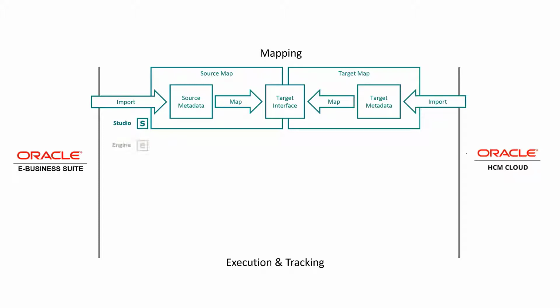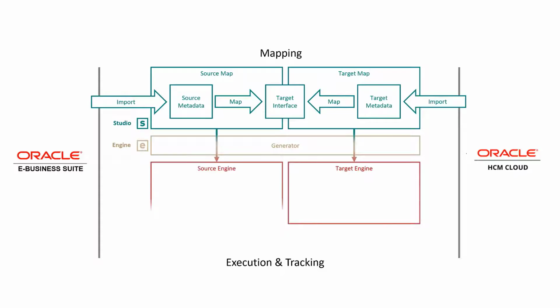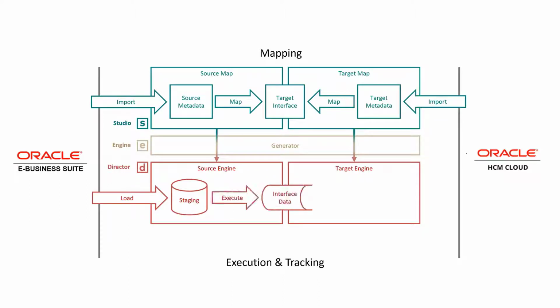We then exported the specification to the engine and generated a target engine and a source engine to carry out the process. Having loaded the EBS data to the staging tables, we use the director to execute a first iteration of the migration.